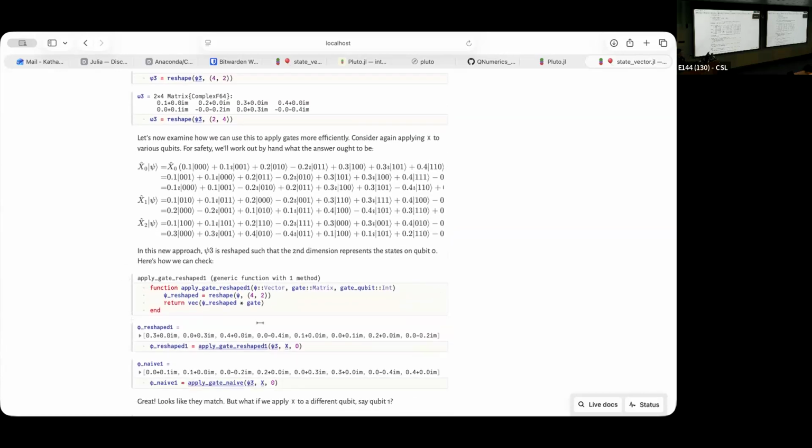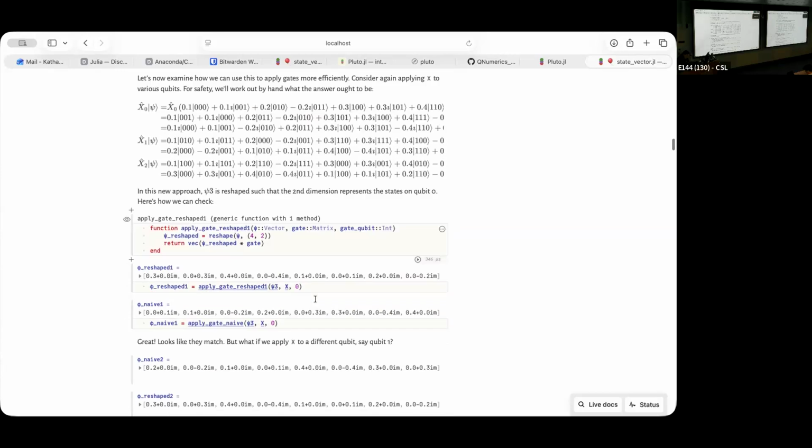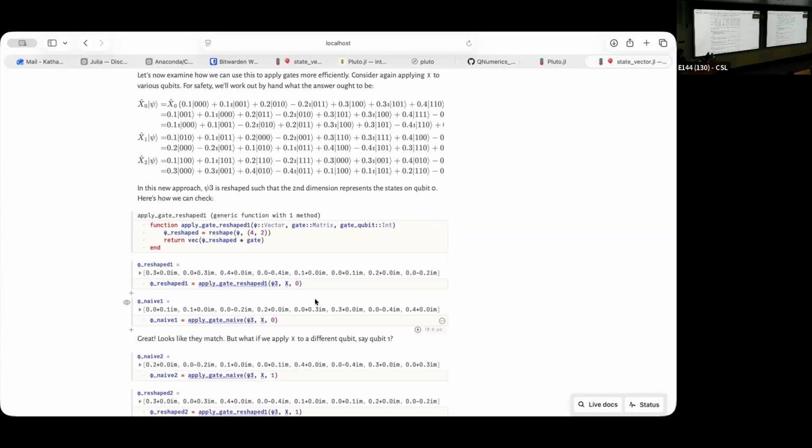And then, for example here, another LaTeX error. I've created a function apply gate reshape 1. This is sort of a first guess for how we could use this. We have the input state vector psi, the gate, and then the gate qubit it's applied to. Again, we're just going to focus on the single qubit gate for now. And here I just reshape it to a 4x2, and then reshape at the end back to a vector after just doing a matrix multiplication. Here I've also implicitly assumed that this matrix is 2x2.